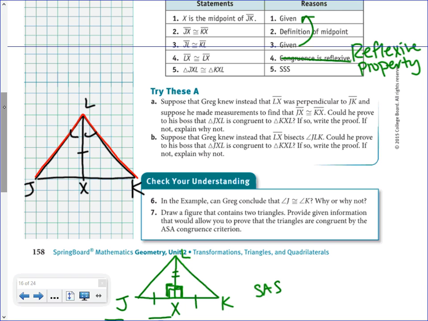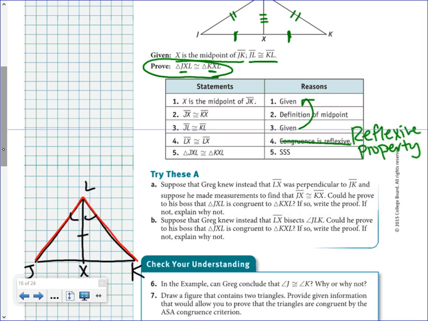So now let's look at number 6. In the example, so they're talking about the one that they did. Are we able to prove that angle J is congruent to angle K? And yes, we can. We proved that the triangles were congruent. So since the triangles are congruent, the corresponding parts of the triangles are also going to be congruent. And J corresponds to K. They're both in the same position. And so since those are corresponding angles and the triangles are congruent, yes, we know that the angles have to be congruent.